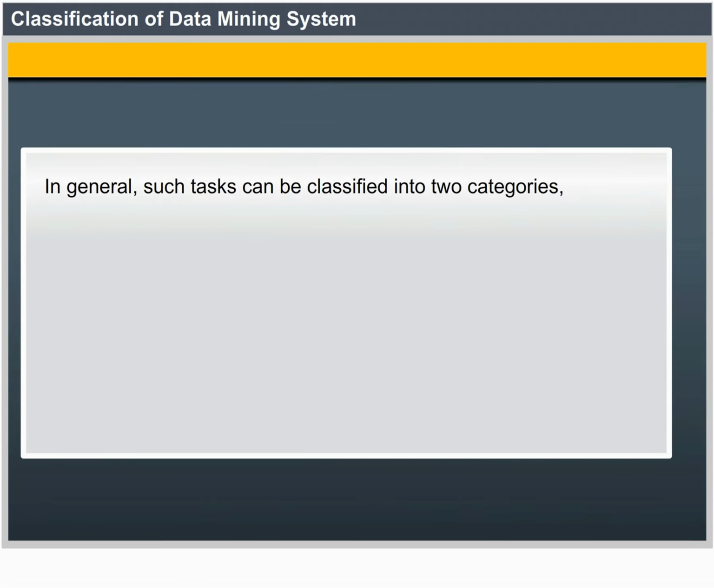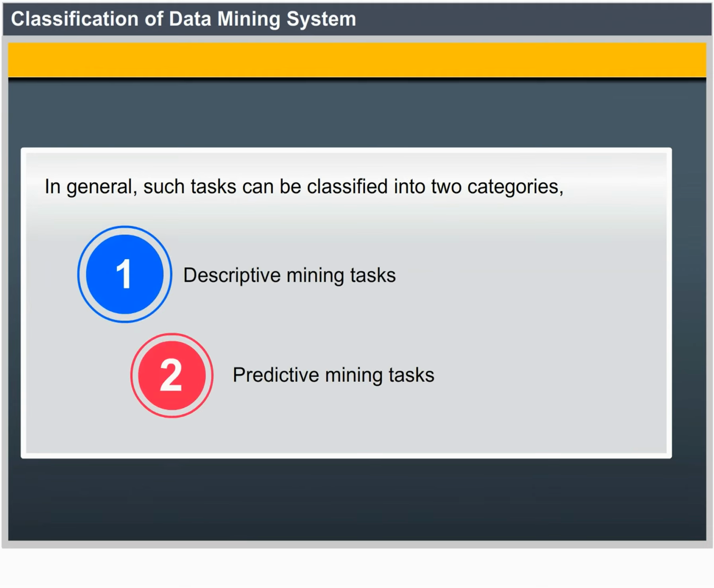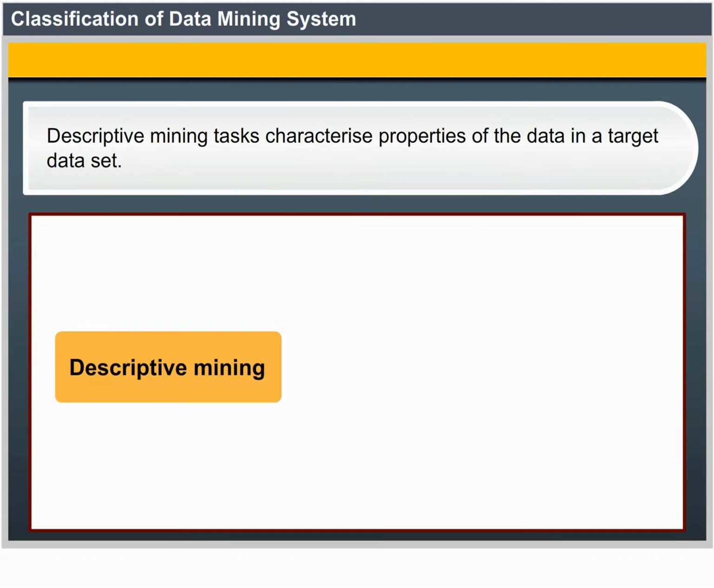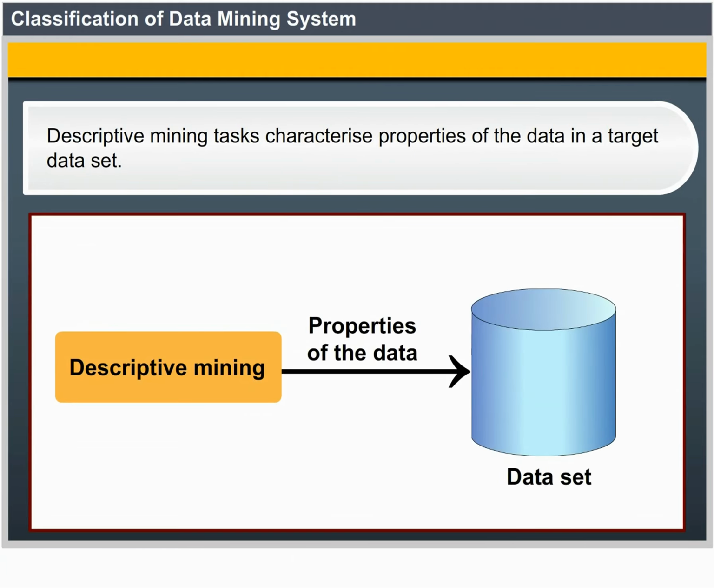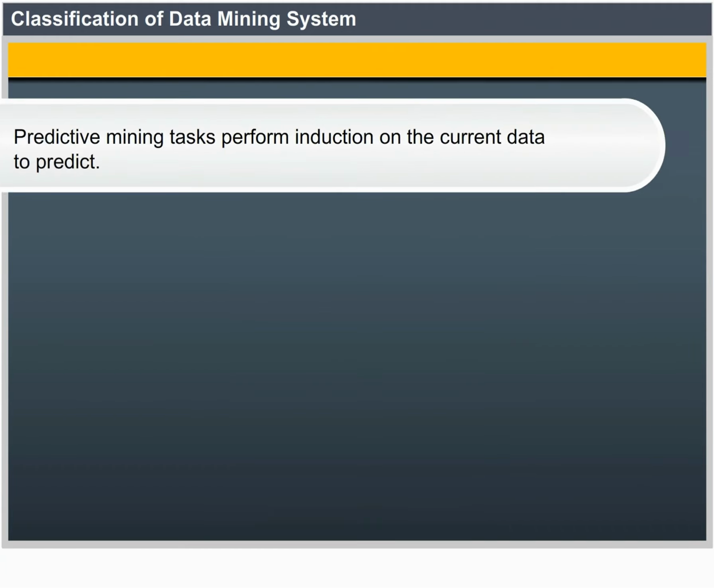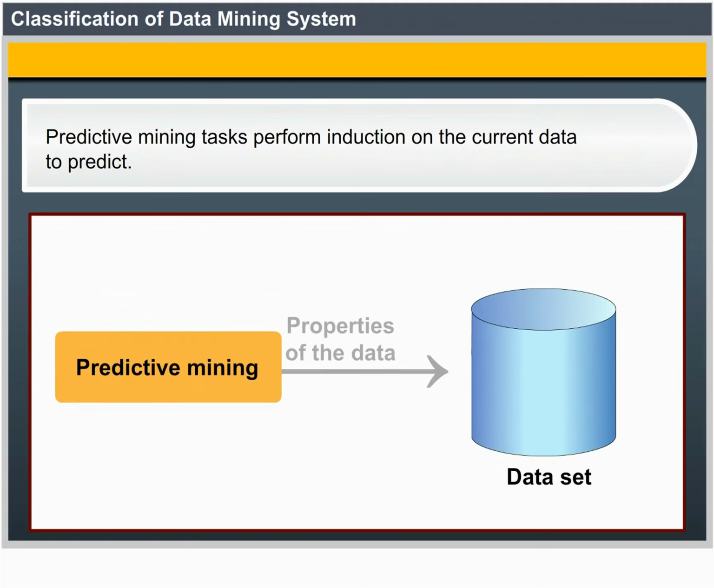In general, such tasks can be classified into two categories: descriptive and predictive. Descriptive mining tasks characterize properties of the data in a target dataset. Predictive mining tasks perform induction on the current data in order to make predictions.